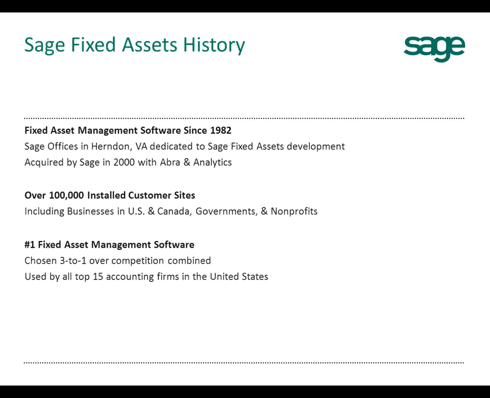And since we're going to be taking a look at our fixed assets today, I wanted to give you a quick overview of how we started off and what we're currently working with. We have been around since 1982. Our offices are located in Herndon, Virginia, dedicated to the Sage fixed asset development. We were acquired back in 2000 with Accordant Analytics, and as of now, there's over 100,000 installed customer sites within the United States and Canada, also government facilities and nonprofits. We are the #1 fixed asset management software, chosen 3-to-1 over our competitors, and are used by all top 15 accounting firms in the United States, including Deloitte, Ernst & Young, and PricewaterhouseCoopers, just to name a few.